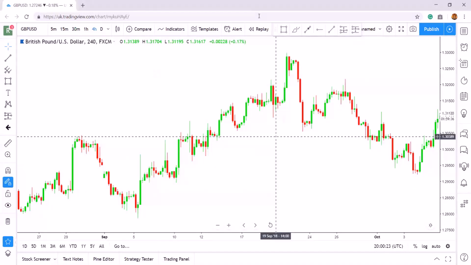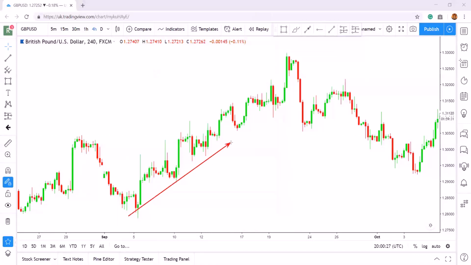So just a quick example, just to make sure you guys understand, if the market is moving up in this direction, what are we looking for?